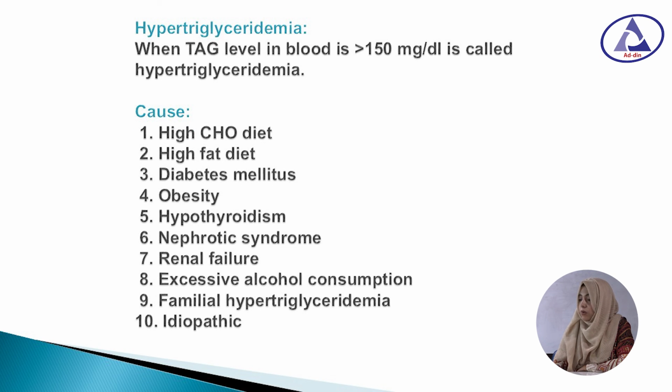Hypertriglyceridemia. When TAG level in blood is more than 150 mg per deciliter, it is called hypertriglyceridemia. The causes are high carbohydrate diet, high fat diet, diabetes mellitus, obesity, hypothyroidism, nephrotic syndrome, renal failure, excess alcohol consumption, familial hypertriglyceridemia and idiopathic cause. Idiopathic means the cause is still unknown.